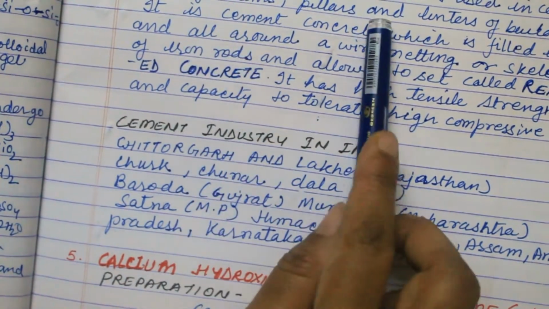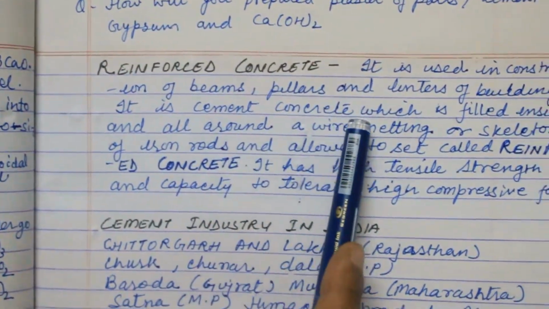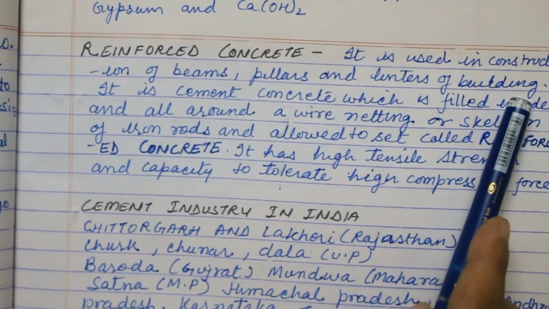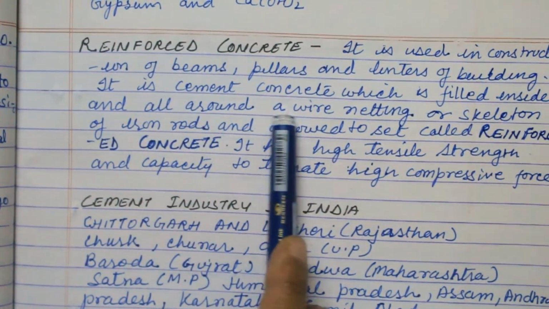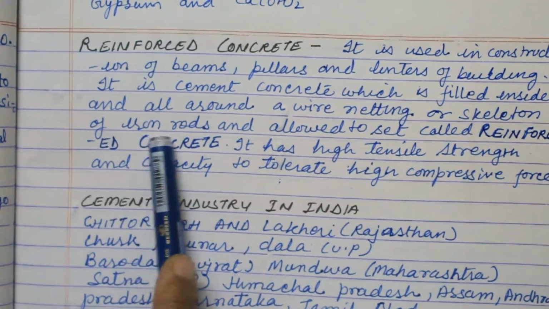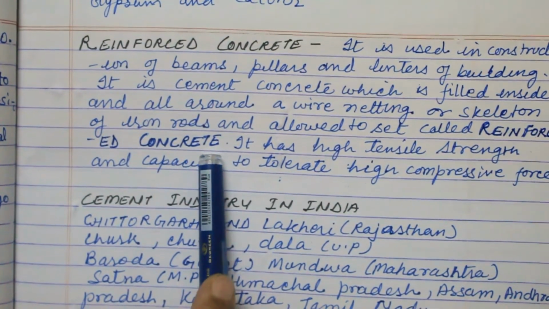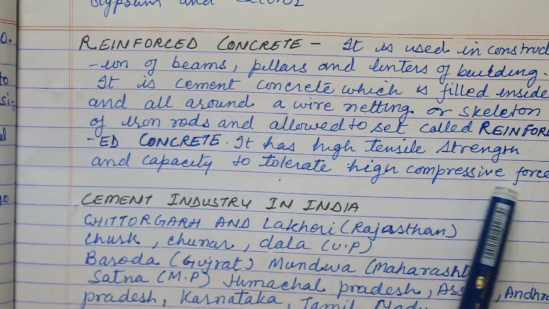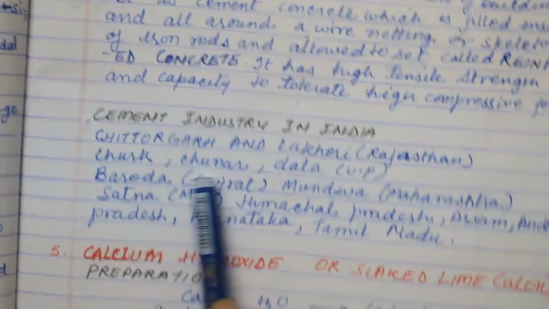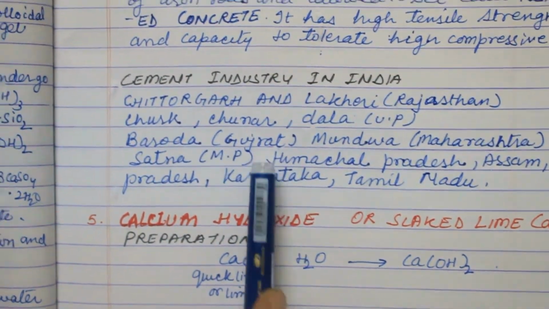Now reinforced concrete: it is used in the construction of beams, pillars and lintels of buildings. It is cement concrete which is filled all around a wire netting or skeleton of iron rods and allowed to set, called reinforced concrete. It has high tensile strength and the capacity to tolerate high compressive force. These are the places where the cement industry is situated.